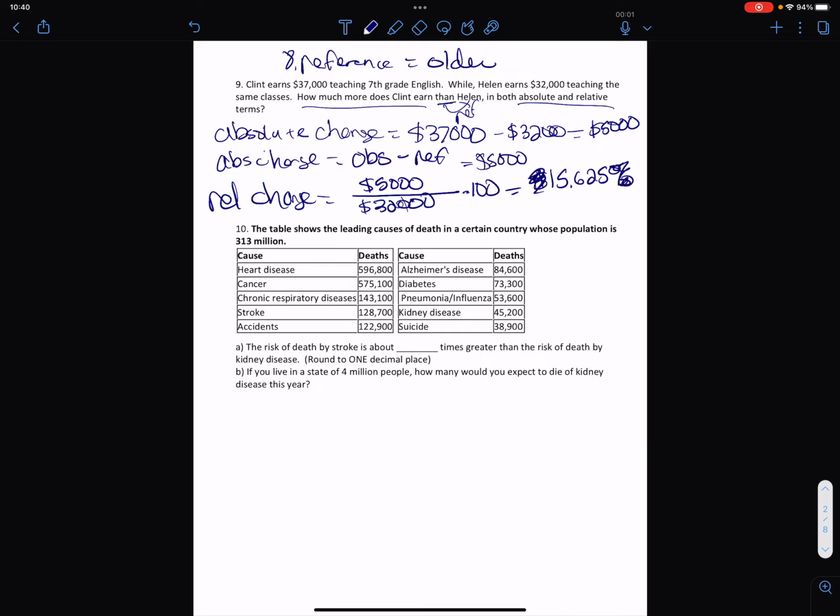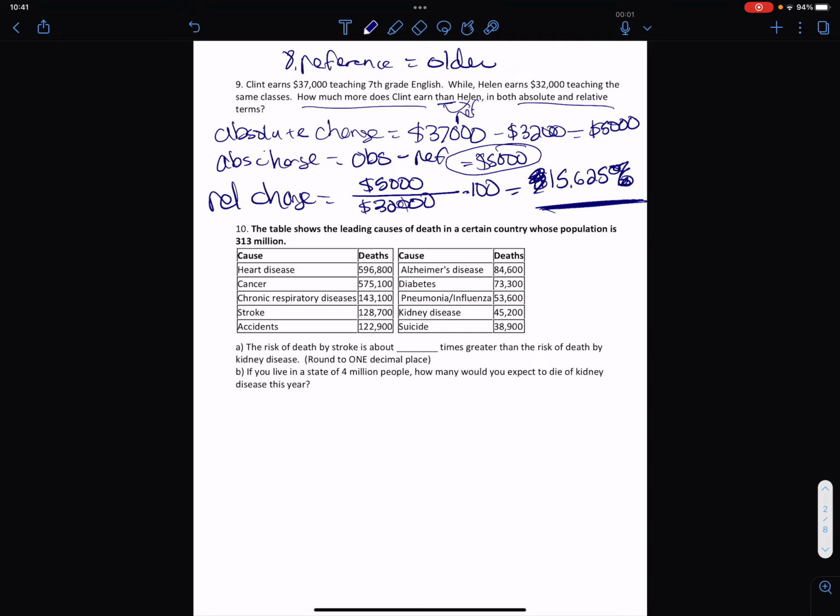So, usually we round percentages to 1 or 2 decimal places, but I wanted you to see exactly what I got in my calculator here. So I've got my absolute change, which has the same units as what I start with, unless I'm subtracting percents, and then it's percentage points. And then my relative change, which is always a percent change, so it always answers as a percent.